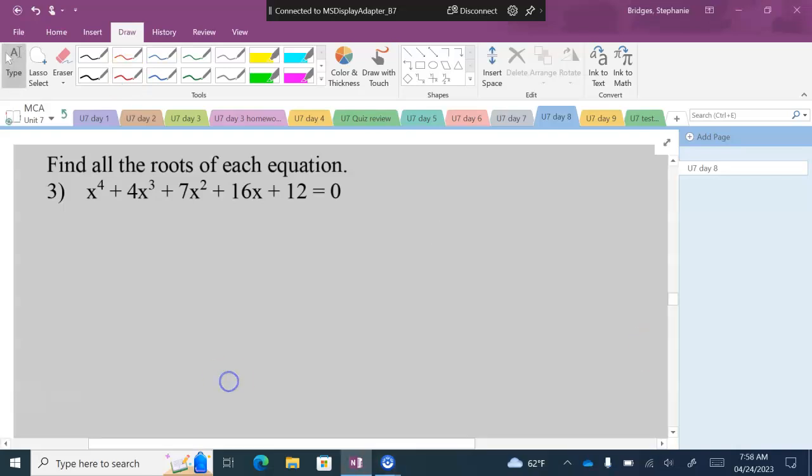All right, so factors of my leading term are 1. Factors of my constant are 1, 2, 3, 4, 6, and 12. Is that all of them? All right, so we get plus or minus 1, plus or minus 2, plus or minus 3, plus or minus 4, plus or minus 6, and plus or minus 12.